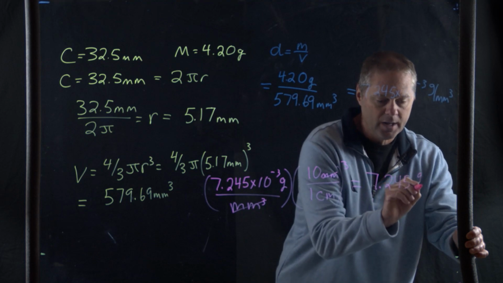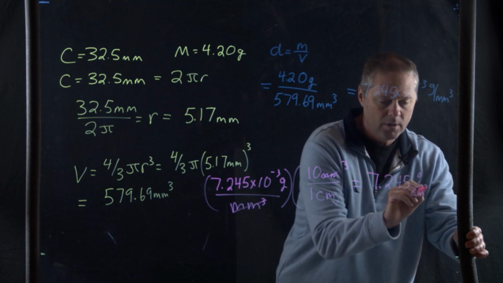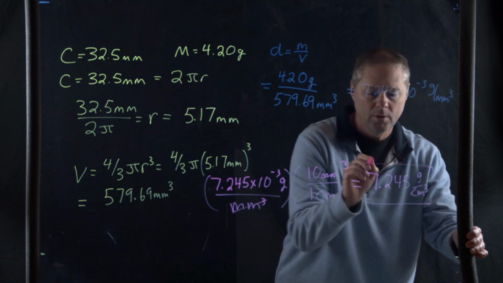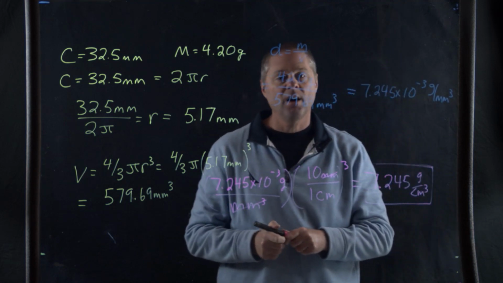7.245 grams per cubic centimeter, which is the density of iron.